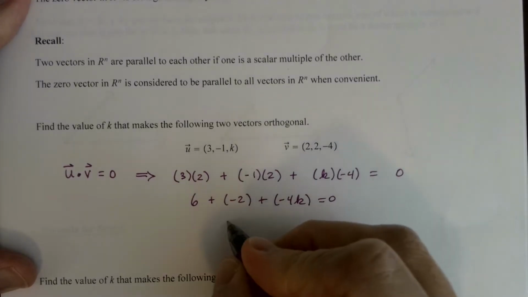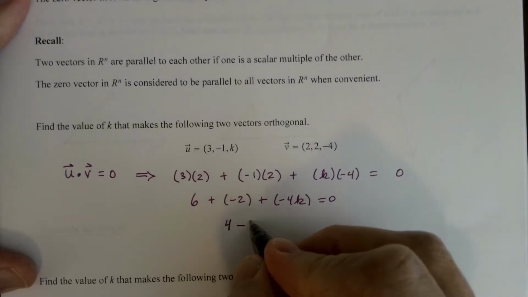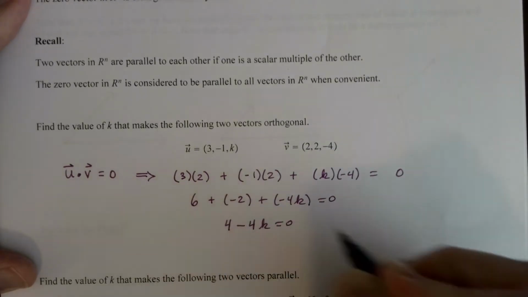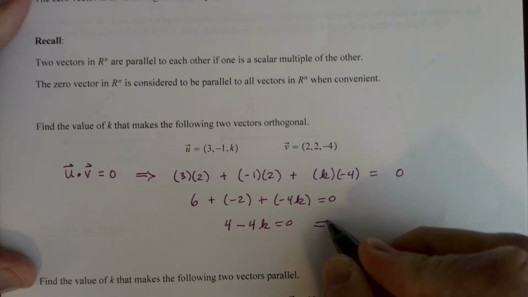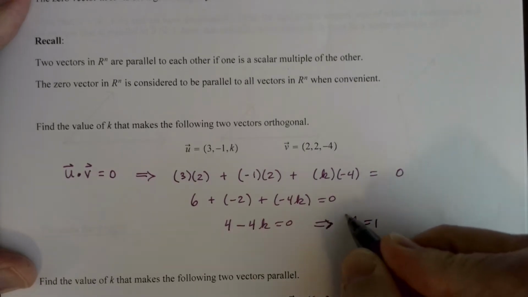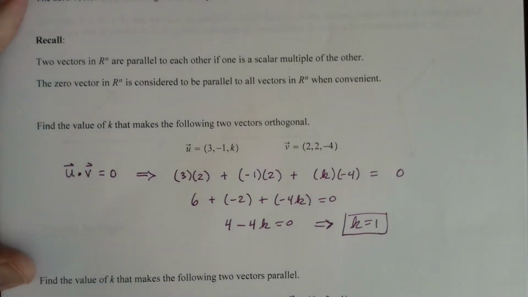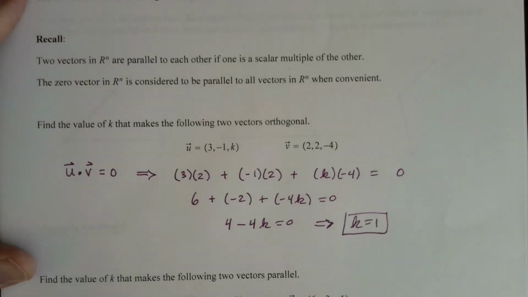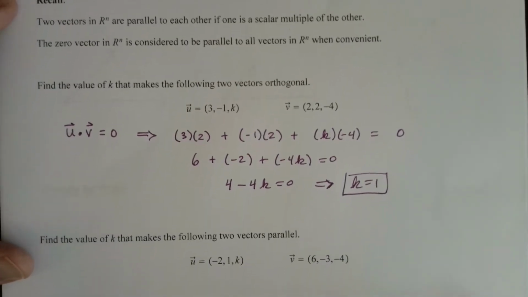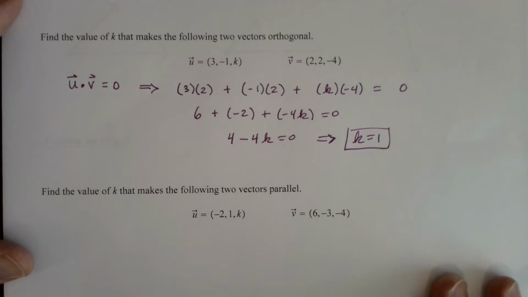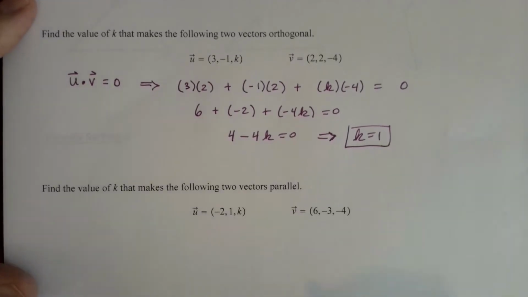So 6 minus 2, I get 4, plus a negative 4k or minus 4k equals 0, and I think we can all see that k must be equal to 1. So there's the value of k that will make these two vectors orthogonal to one another. Okay. Similarly, we can talk about two vectors being parallel. What is the value of k that will make these two vectors parallel?